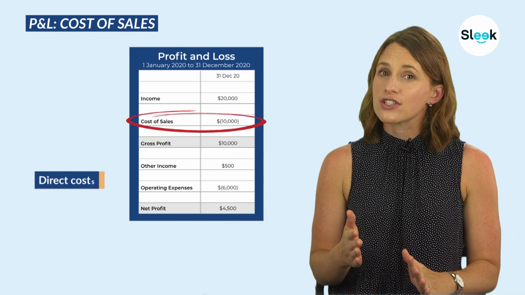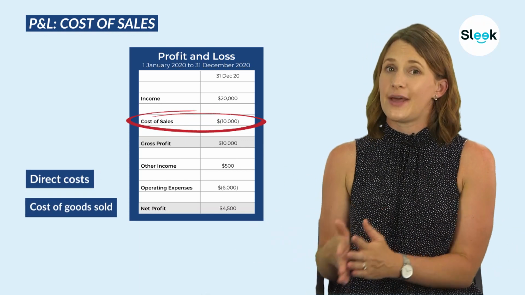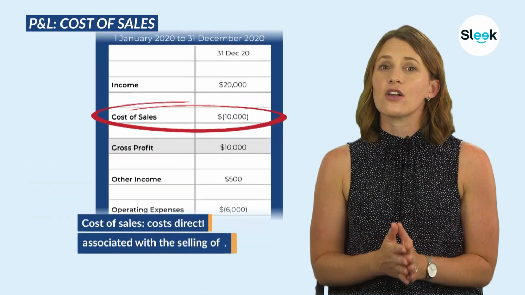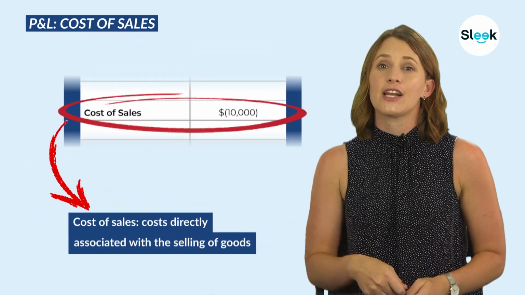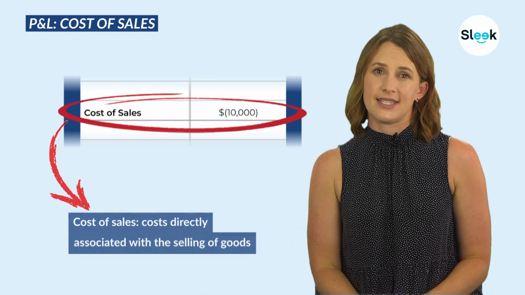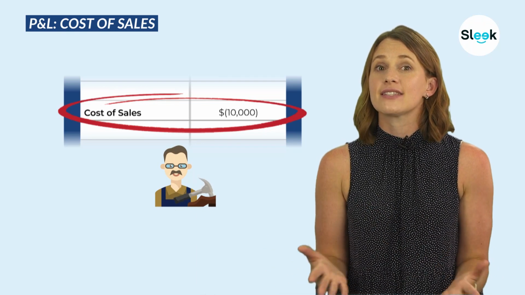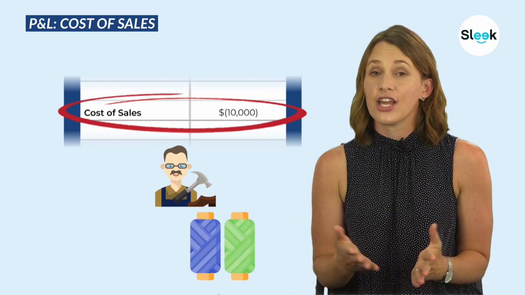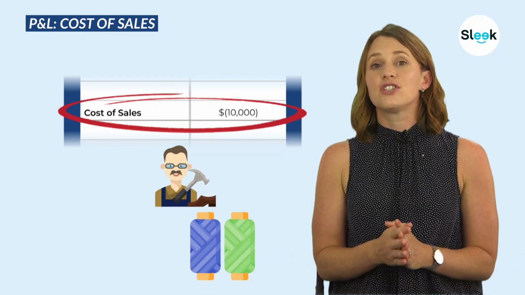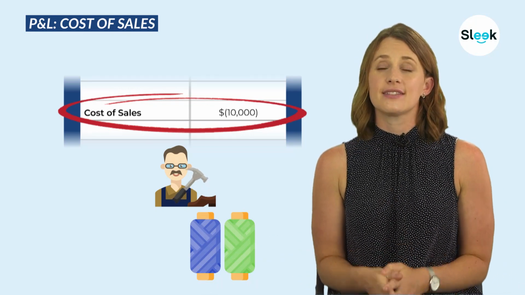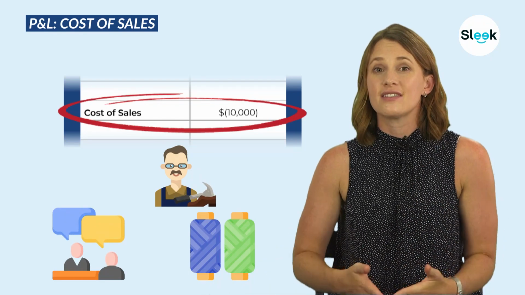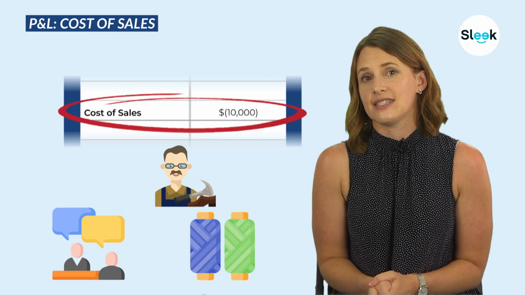Okay, so next, cost of sales. What is it? Sometimes referred to as direct costs or costs of goods sold in a manufacturing context, cost of sales refers to the costs directly associated with the selling of a good or service by a business. In a manufacturing business, like our shoe company, examples of these costs are material and labor costs incurred to make the shoes. In a service business, examples of these costs are sales commissions or any consultants directly hired to execute the service.